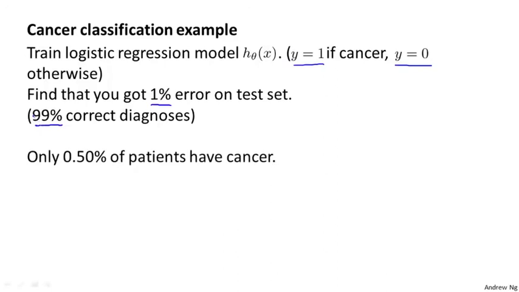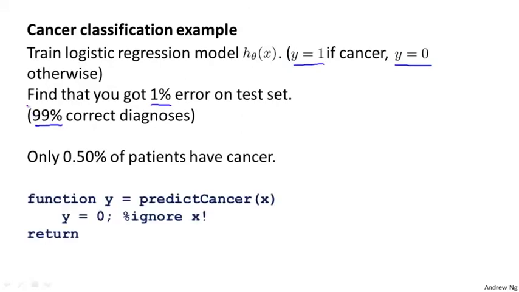But now, let's say we find out that only 0.5% of patients in our training and test sets actually have cancer. So only 0.5% of the patients that come through our screening process have cancer. In this case, the 1% error no longer looks so impressive. And in particular, here's a piece of non-learning code that takes this input to features x and it ignores it. It just sets y equals 0 and it always predicts, nobody has cancer. And this algorithm would actually get 0.5% error.